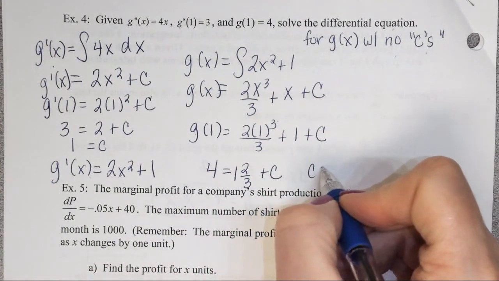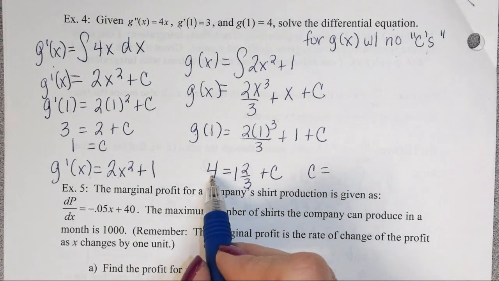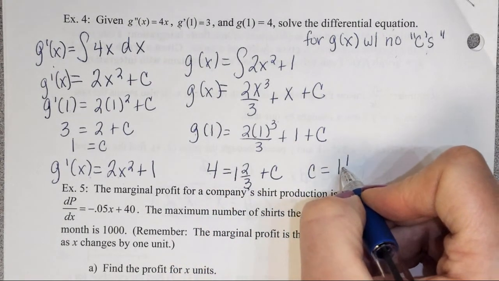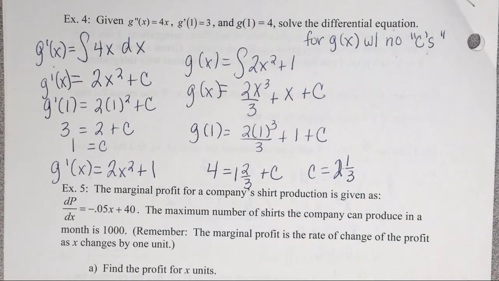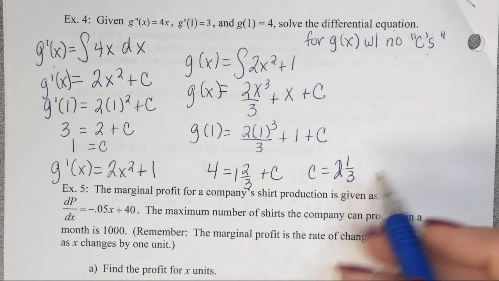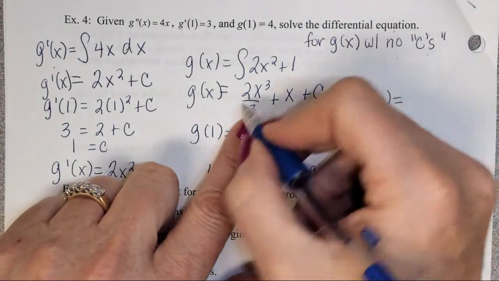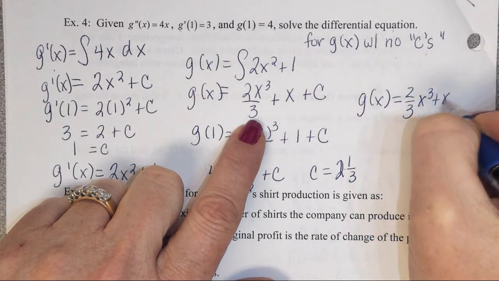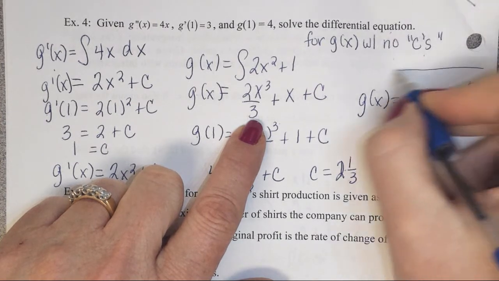So now I can find c. I have to subtract 1 2/3. Well, 4 minus 1 is 3. 3 minus 2/3 is, I'm sorry, 2 1/3. So 2 1/3 is my c value, so therefore g of x is going to have to be, go back to what it was. It was 2/3 x cubed plus x plus, this could also be written as 7/3.